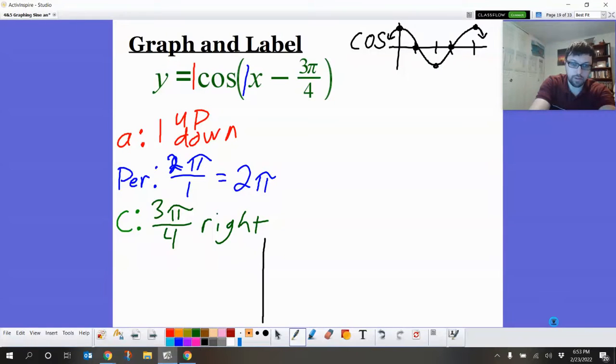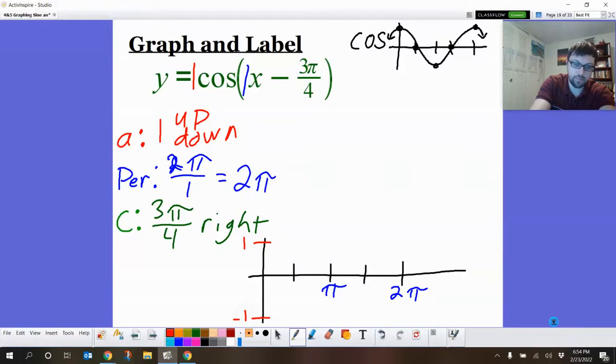So let's make our curve. I'll make it down here. Hopefully I got enough space. So 1, 2, 3, 4. Write your period, 2 pi. Halfway point is pi. Amplitude goes from 1 down to -1. And then I need to move 3 pi over 4 to the right. So that's gone nearly all the way to pi.